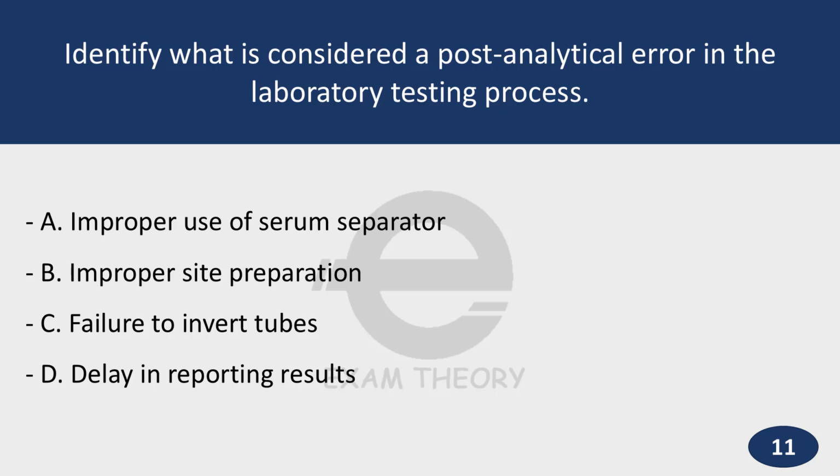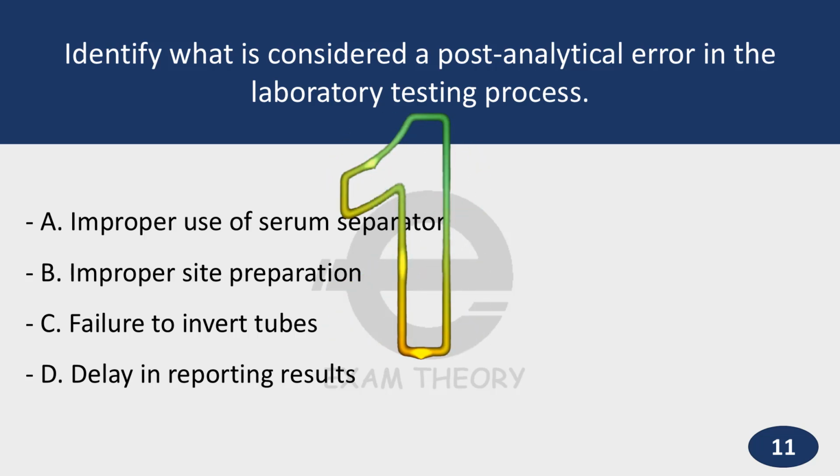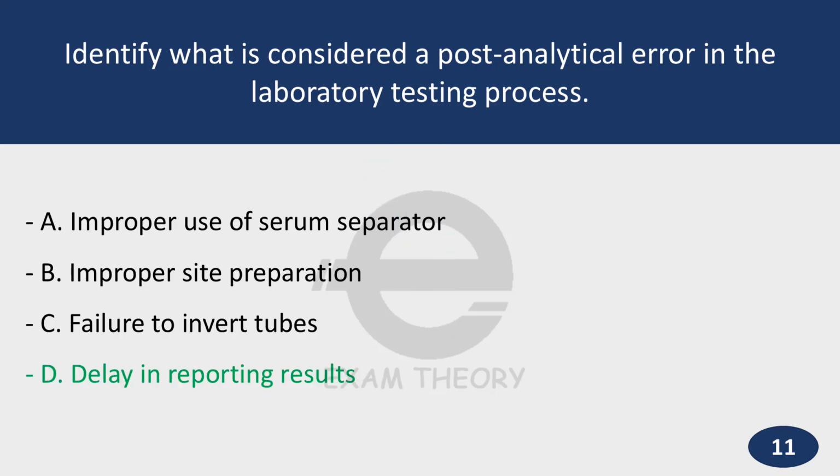Identify what is considered a post-analytical error in the laboratory testing process. A. Improper use of serum separator. B. Improper site preparation. C. A failure to invert tubes. D. A delay in reporting results. The correct answer is D. A delay in reporting results.